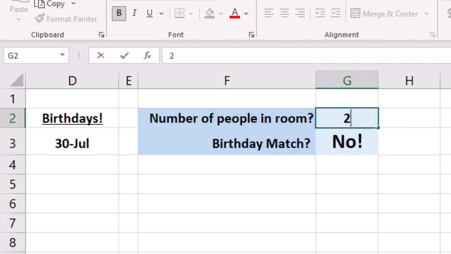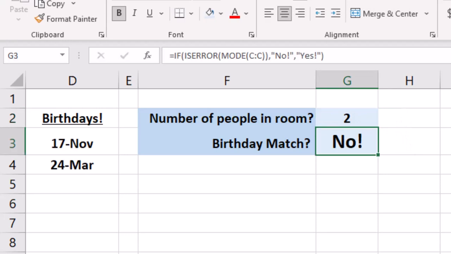If you change this cell to 2, I've coded Excel to generate 2 random birthdays through the year. As soon as I hit 2 and pressed enter, you saw that the birthdays changed. Now, these 2 people in the room are born on the 17th of November and the 24th of March. Clearly not a birthday match.